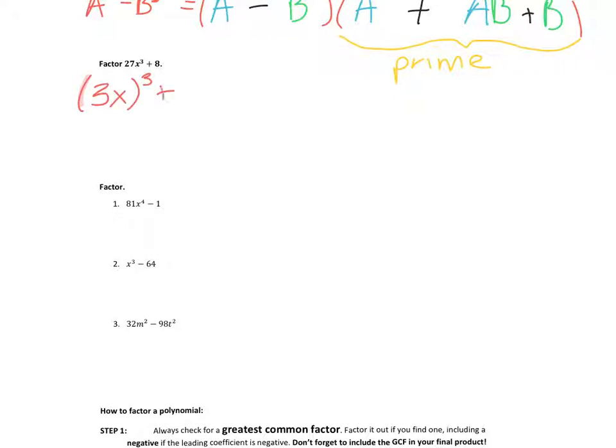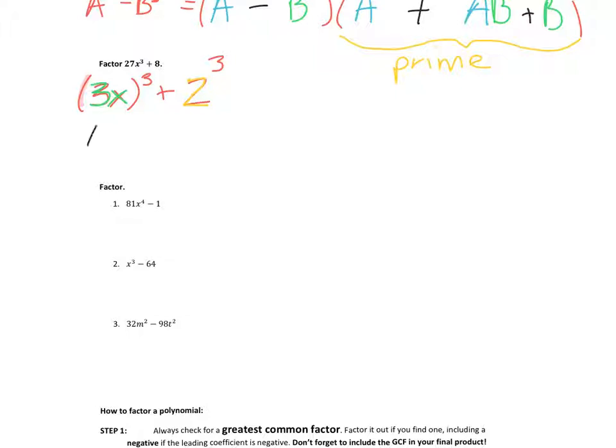And that just helps us get your A and your B. So in this case, our A is the stuff we're cubing, so 3x, and the B is 2. All right, so let's work this out.